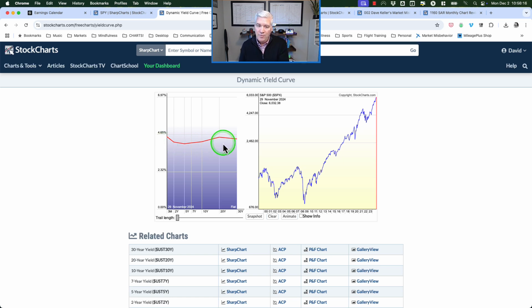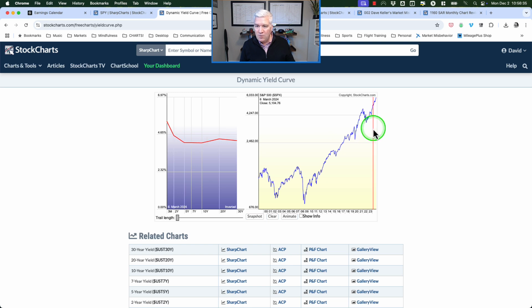The further you go out in the curve, when you get out to the 10, 20, 30-year points, these are more driven by market forces. So the short end of the curve, the left side, is really driven by the Fed and their expectations. The right side of the curve, the longer end, is really driven by investors, bond investors, and their expectations for future economic growth.